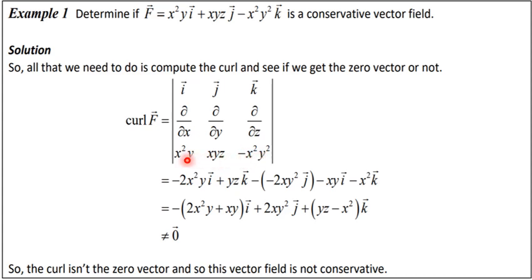Now how can we solve it? First we take i and multiply it with the corresponding minor. When we differentiate minus x square y square with respect to y, we get minus 2x square y. Here x square behaves like a constant.